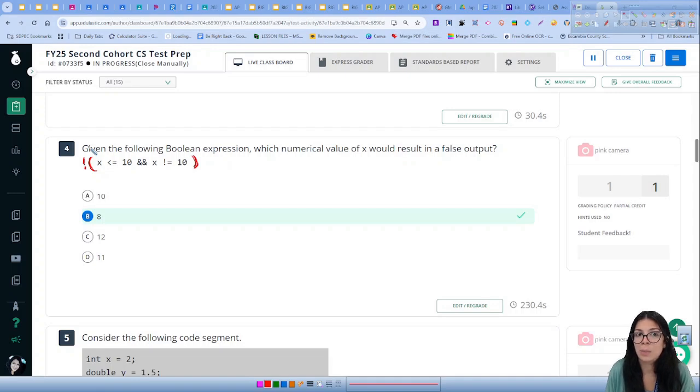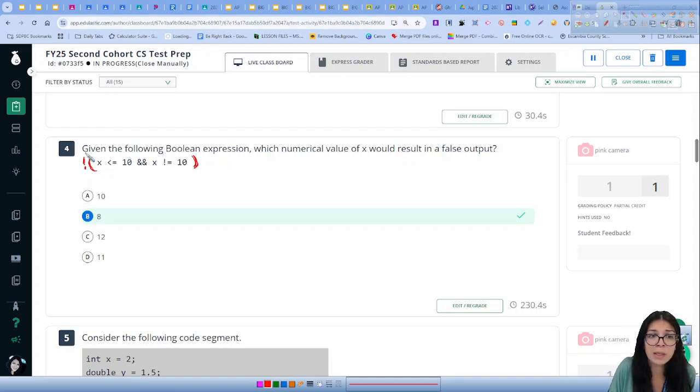This usually makes it a little bit easier because right now we have some expression, x has to be less than or equal to 10 and x cannot be 10, but it's the opposite of that. So that's too much to think about altogether. So we could use De Morgan's to simplify the expression.